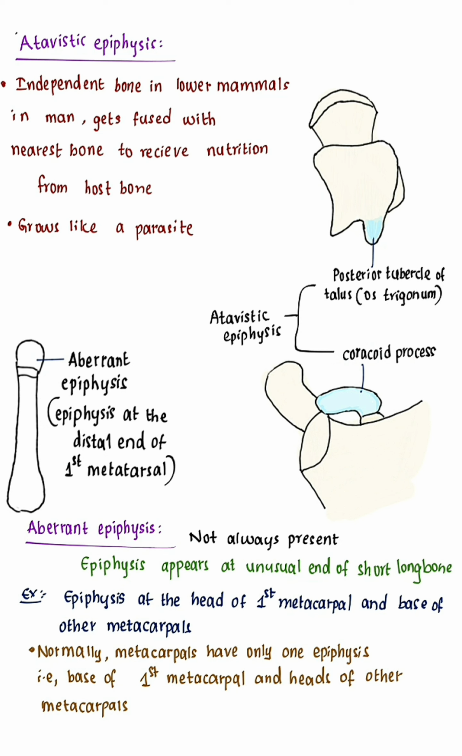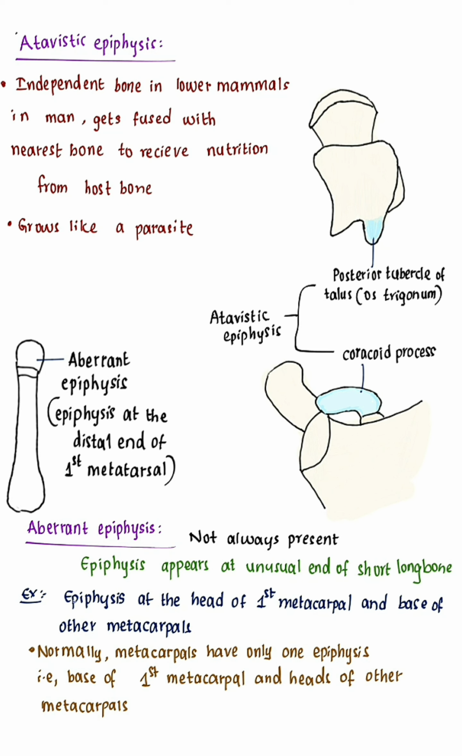Aberrant epiphysis. It is not present always. It is present only in some individuals. The epiphysis appears at an unusual end of short long bones. Examples of short long bones are metacarpals and metatarsals.